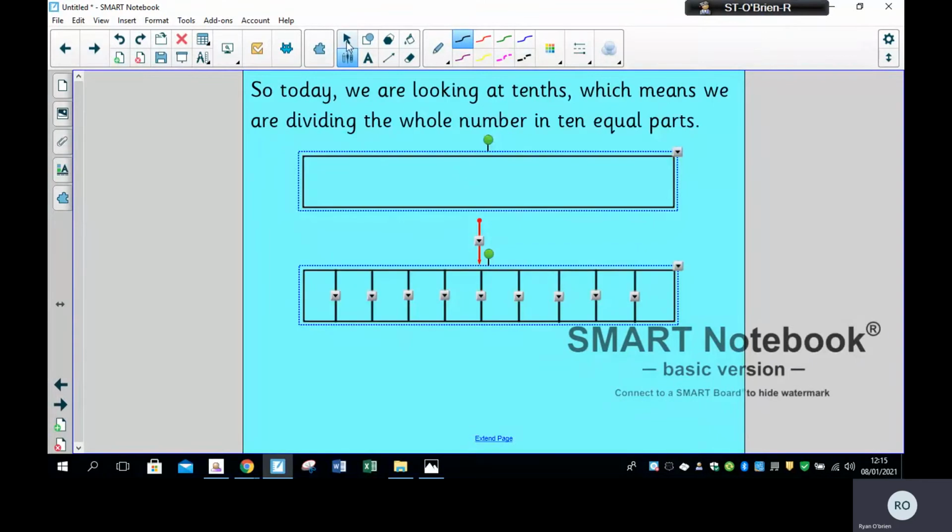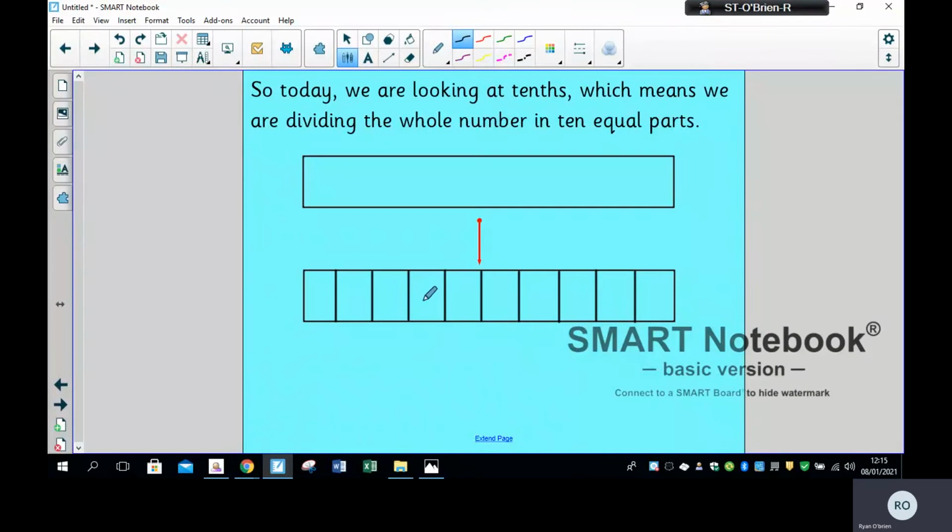Now, today we're looking at tenths. Now, if we split it into 5, it's fifths. If we split it into 6, it's sixths. If we split it into 7, it's sevenths. So if we're splitting it into 10, it's tenths. So today we're looking at tenths, which means we are dividing the whole number into 10 equal parts.